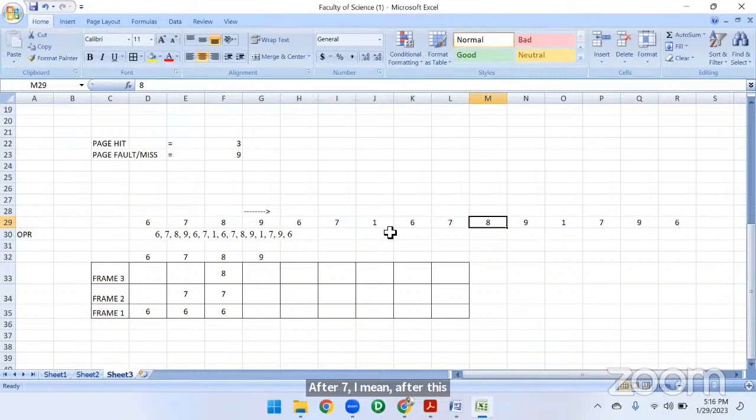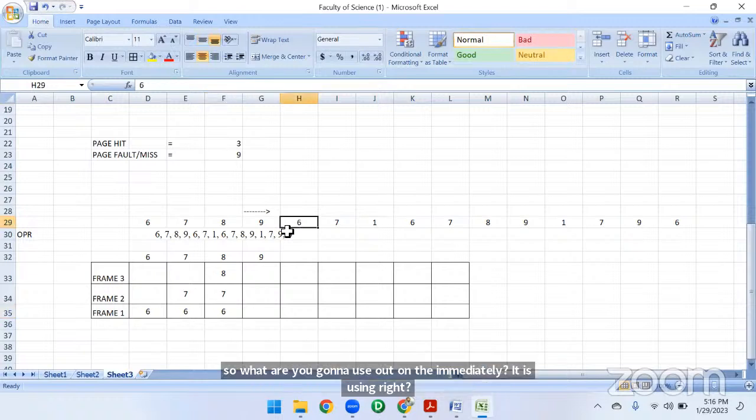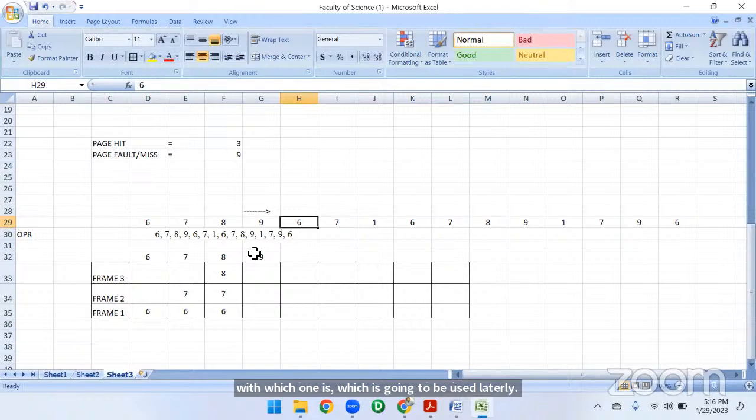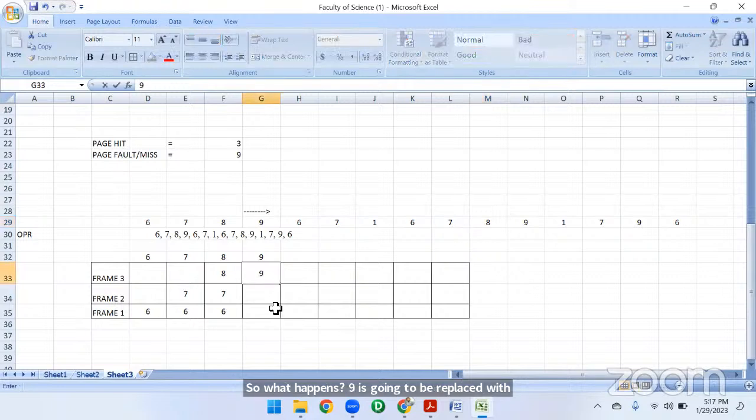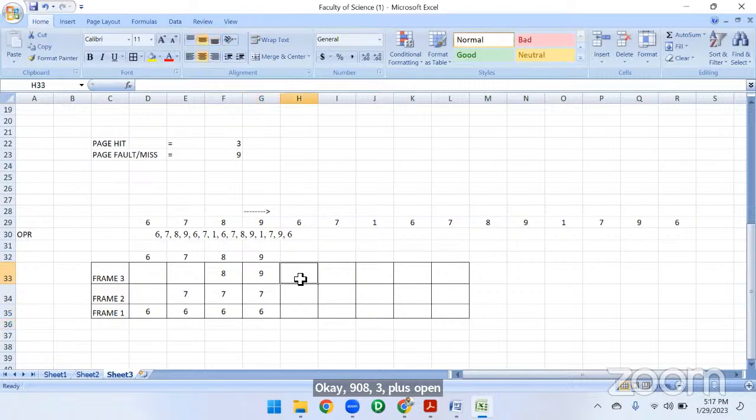Where is 7 used? Immediately it is used, right? Where is 6 used? Next to the 9 it is used. So which one is going to be used later? 6 is used immediately, right? 7 is also used after the 6, but 8 is used after a long gap. So 9 is going to be replaced with the 8. Right? In the long future, after a long gap, whichever number is used, that is going to be replaced in the optimal page replacement.